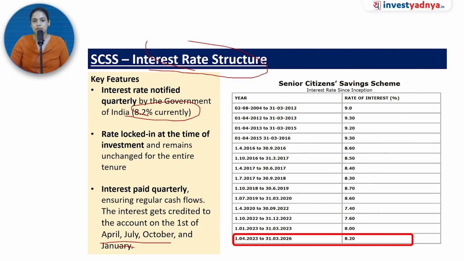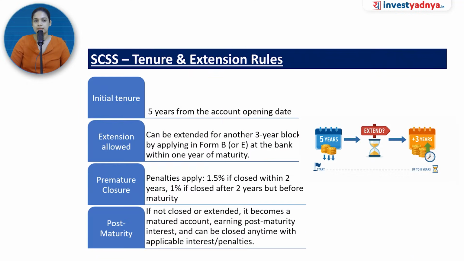Now to just give you a perspective, this is the interest rate since the inception, since 2004. It was around 9% earlier, and then in the last few years it has remained 8.2%. So that is how the interest rate structure looks like for SCSS.